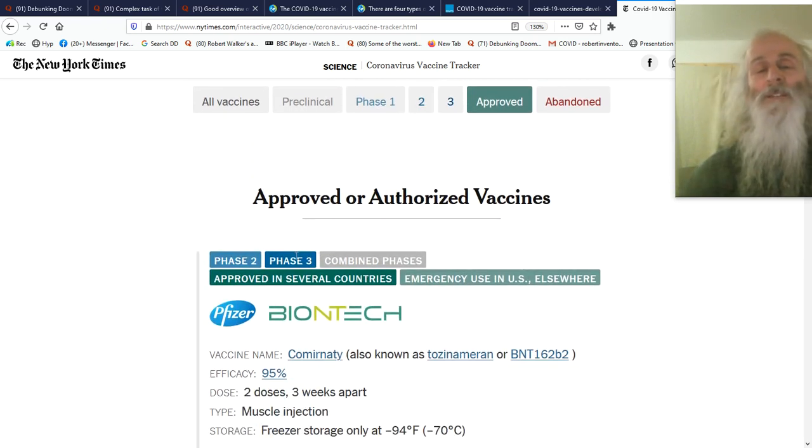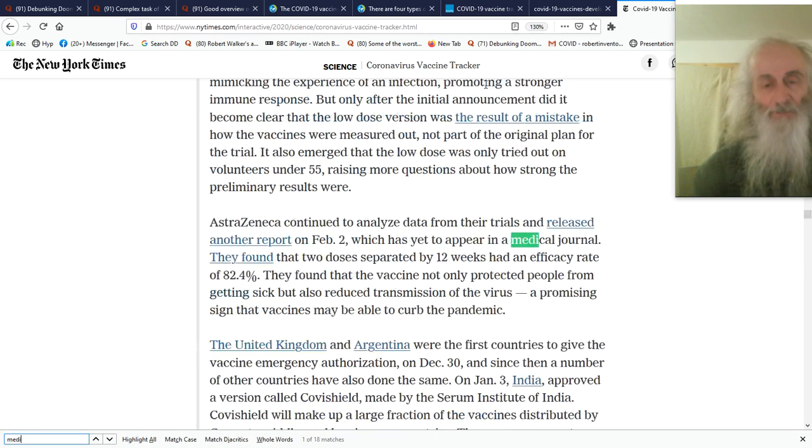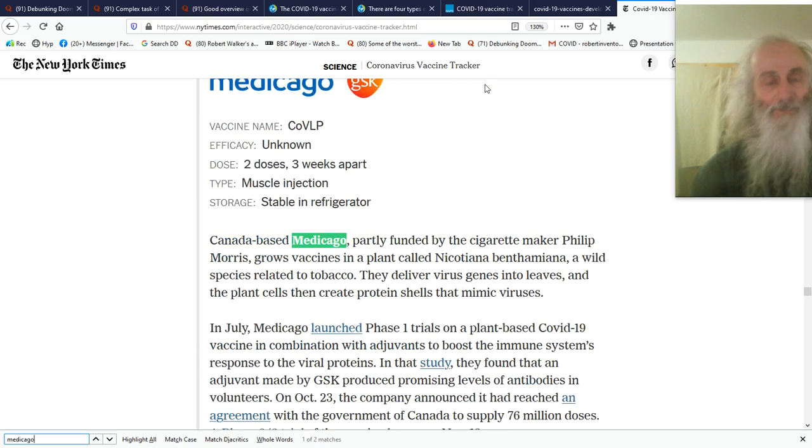Anyway, if you look at phase 3, and this is phase 3, and if I search the page for Medicago, this is my favourite vaccine. Really, just because it's very fun, it's really quite useful. This one is funded by the cigarette maker. It grows the vaccines in a wild species related to tobacco. They deliver the virus genes into the leaves, and the plant then produces protein shells that mimic the viruses. Then you can harvest the leaves, and you've got virus.